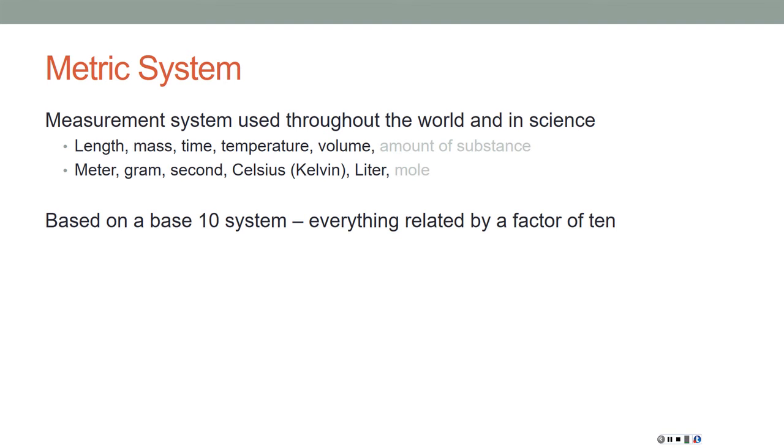Volume is always measured in liters. And then amount of a substance is grayed out. We don't have to worry about it now, but later on in the term we'll talk a lot about it. When you're talking about the amount of something in the metric system, it's a mole. A mole is a number of things. I don't want to get too much into mole now, but it's just a name for a number of things. So if you go to the store and you buy a dozen eggs, how many eggs do you get? 12.